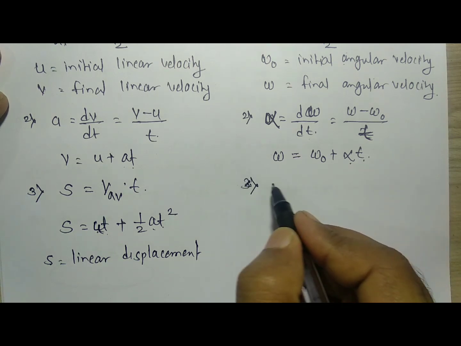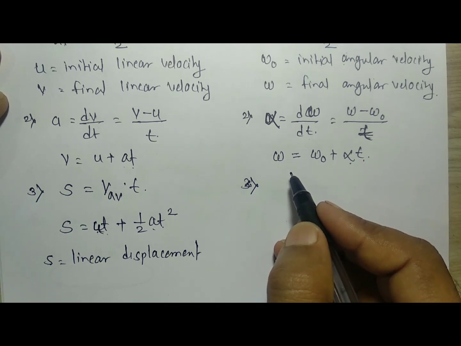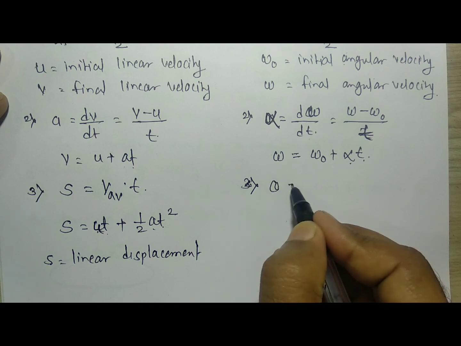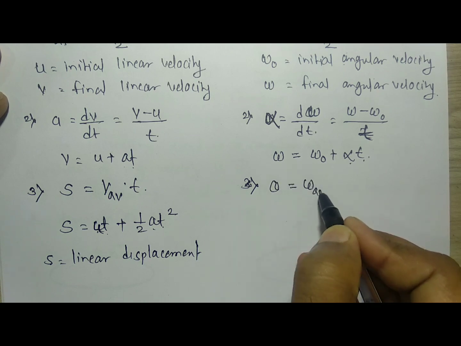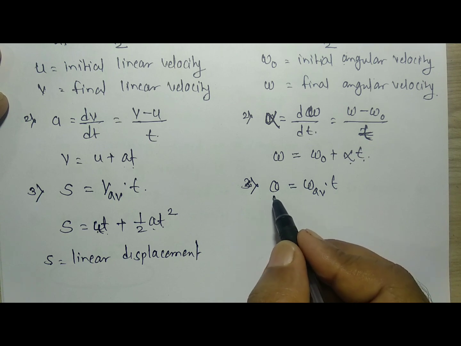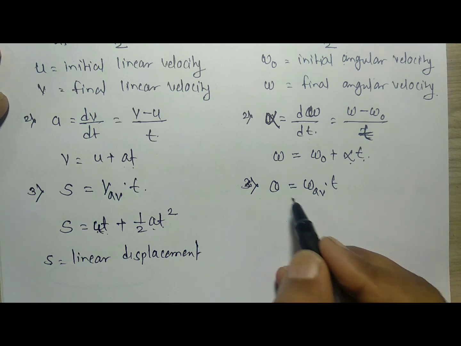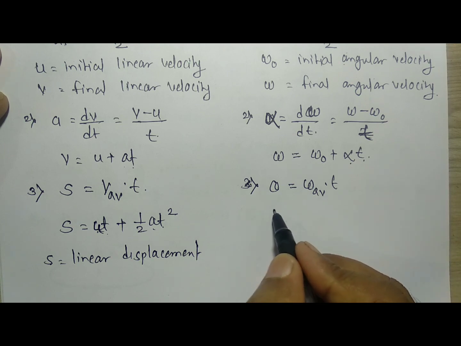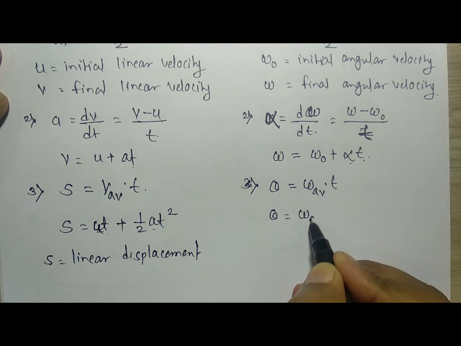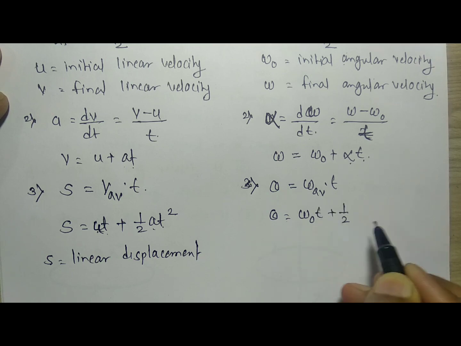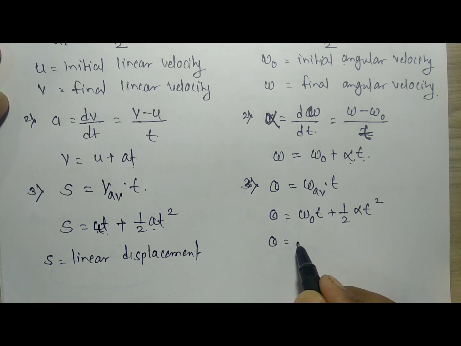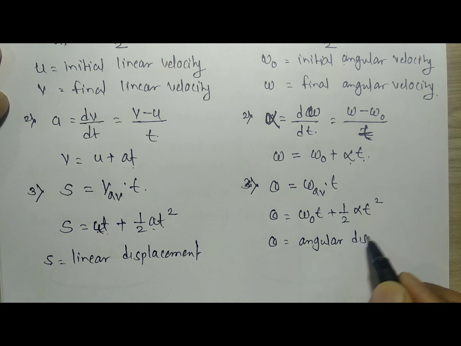The third analogous rotational kinematical equation is theta = omega average into t, where theta is the angular displacement. By putting the omega average and t, you will get theta = omega 0 into t + 1/2 alpha t square, where theta is the angular displacement.